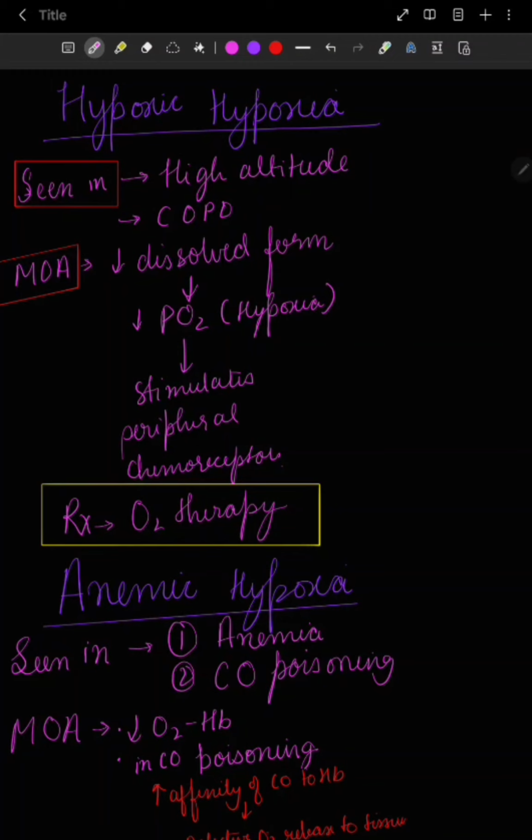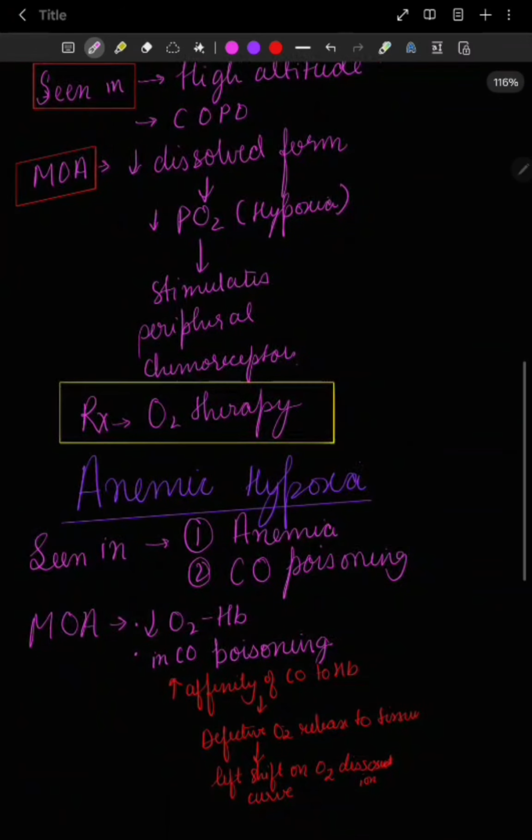There are certain chemoreceptors in our body which sense the levels of oxygen, carbon dioxide, and H plus ions. So there are 2 types: central and peripheral chemoreceptors. And here the peripheral chemoreceptors get stimulated, and what is the treatment given? We have to provide oxygen therapy to the patient for it.